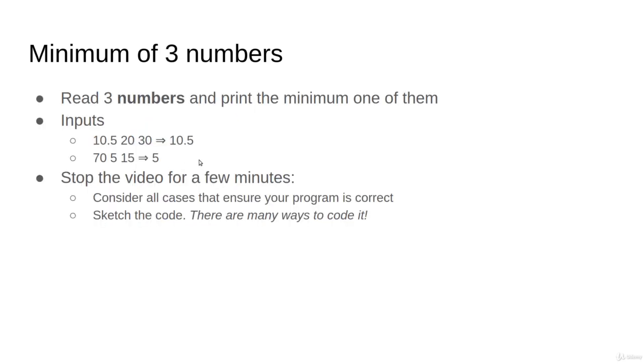Let's move to a bigger challenge. We now will read 3 numbers and would like to print the minimum of them. For example, if you have 10.5, 20, 30, then we should print 10.5. 75, 15, we should print 5. Again, you shouldn't use the min function from Python. I'm going to show you 3 ways to implement this function and the differences between them. So I would like you to think a lot about the different ways to implement this problem.